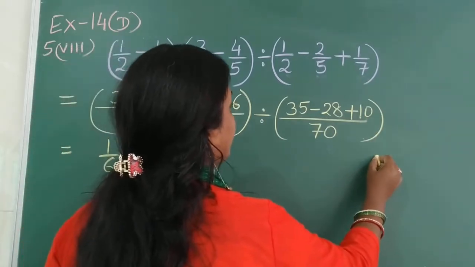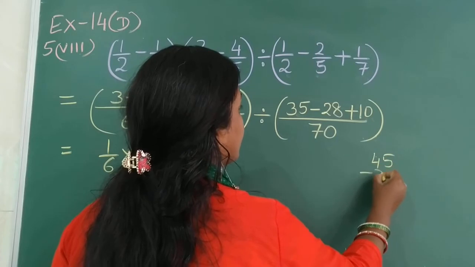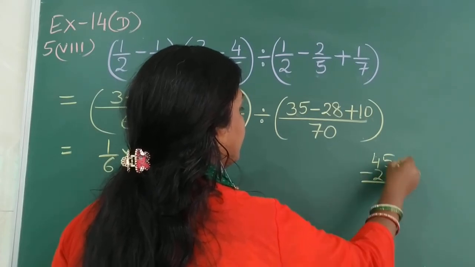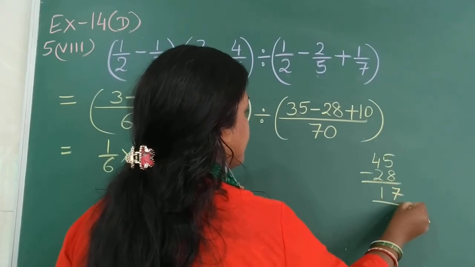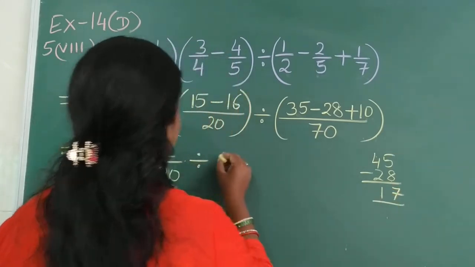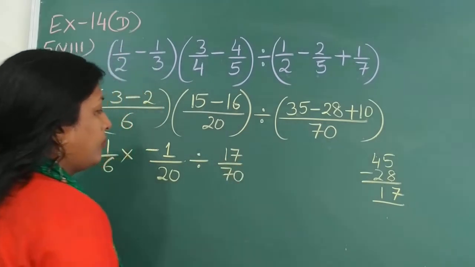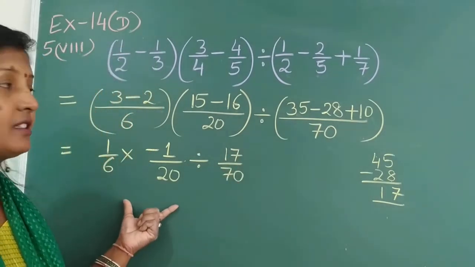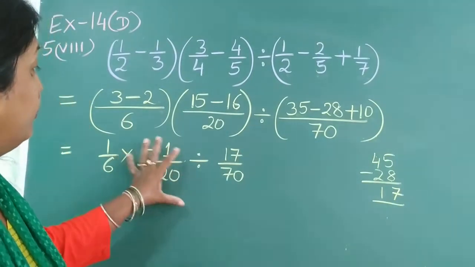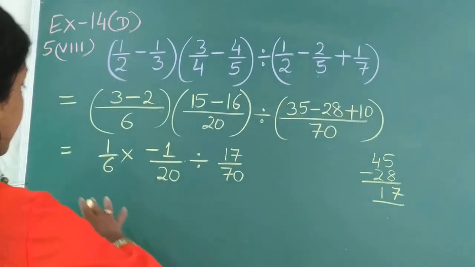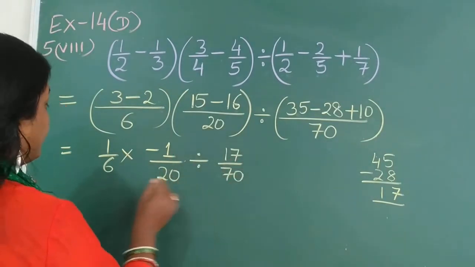You can do it on the rough work side. 35 plus 10 is 45. 45 minus 28, we get 17. So we get 17 by 70. So I hope you could understand. After you get a single fraction, you will remove the bracket. Now once the brackets are removed, what is the first thing we have to do? We have to go for the division first.